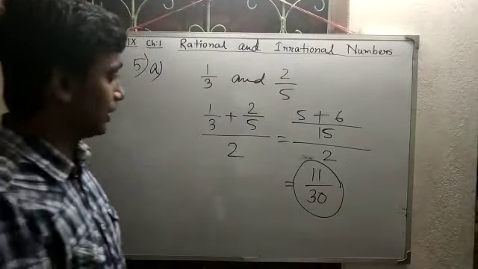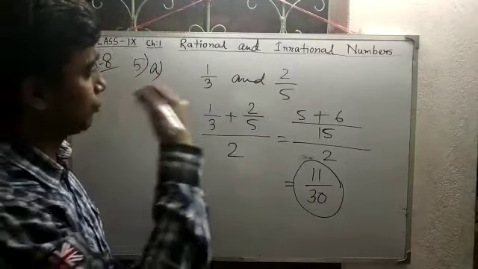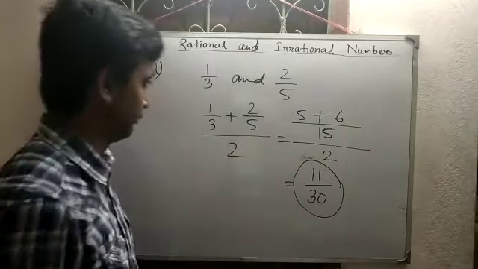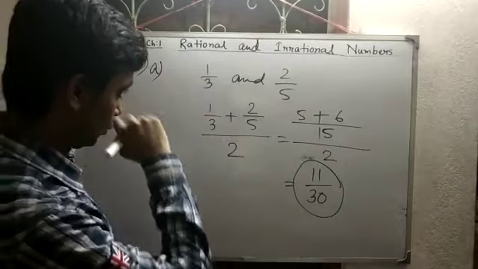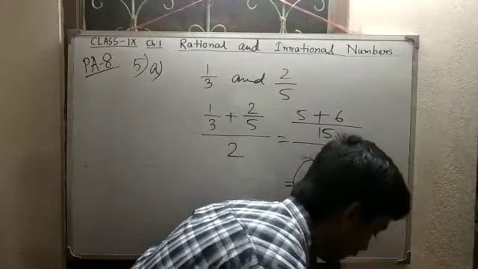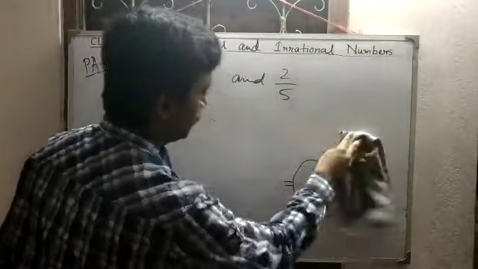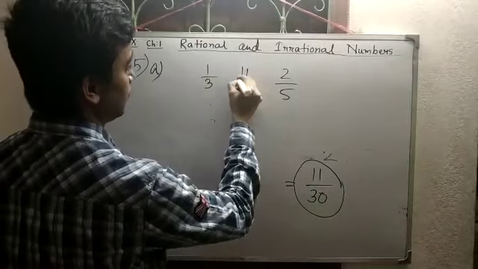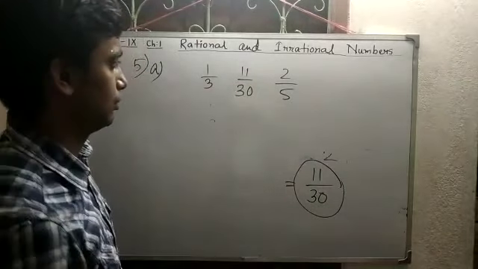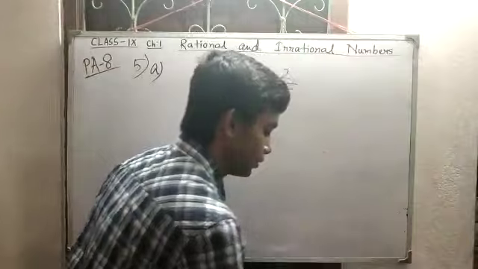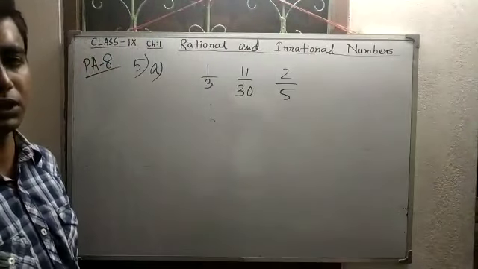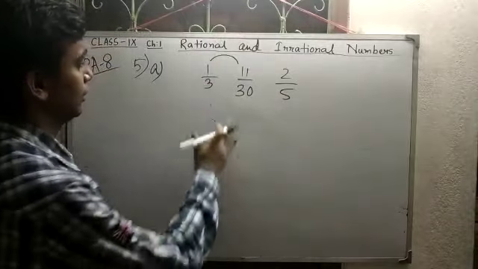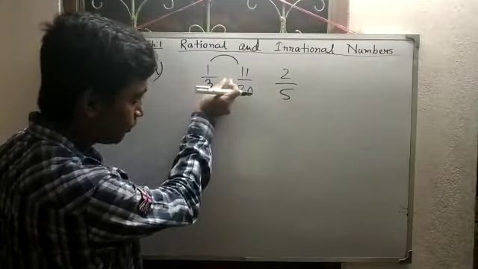Suppose you have to calculate one more rational number in between them. You will find this in number 6 or 7. So what you have to do? Here we have already calculated one rational number in between them, that is 11 by 30. So what will be another rational number? Here we can find it in between these two. So what will be the rational number in between these two numbers?